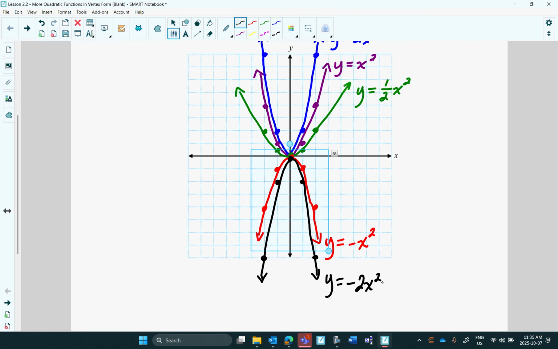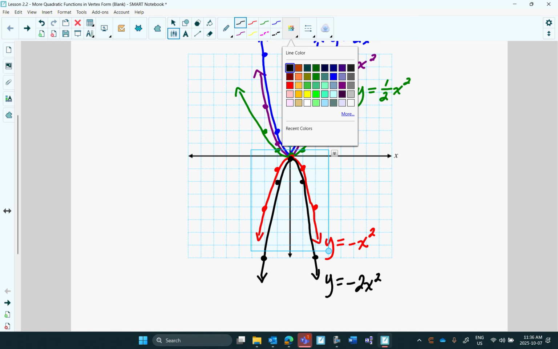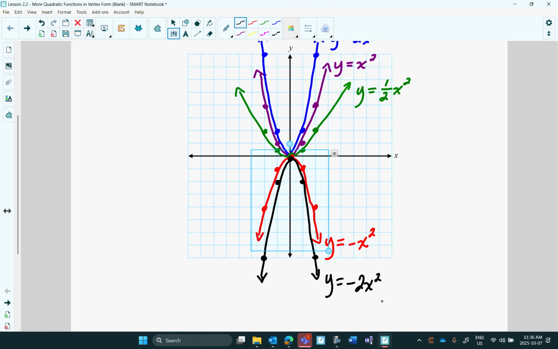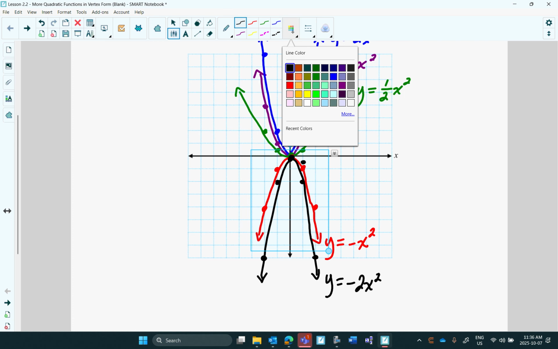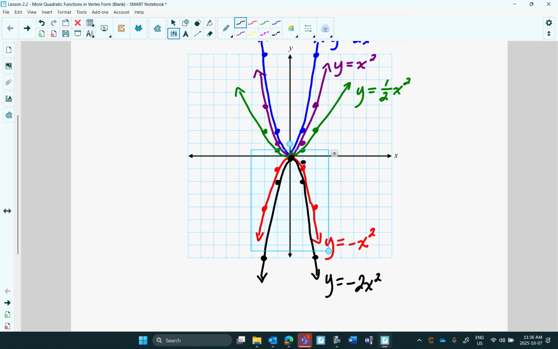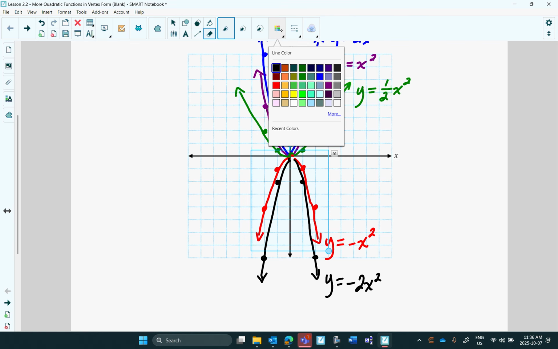And finally, negative a half x squared. Well, that would be the same as positive a half x squared, flipped upside down. So look at the green one, flip all the points. Well, I'm going to pick a different color here. Need a different color.